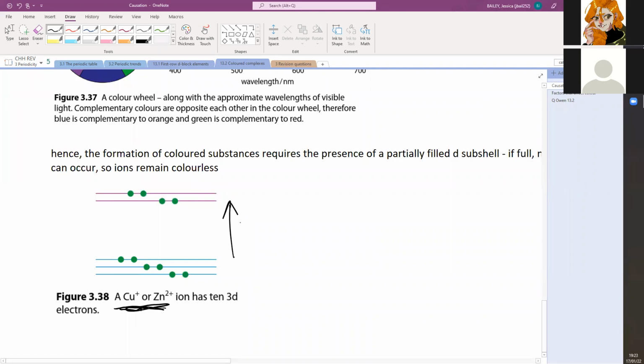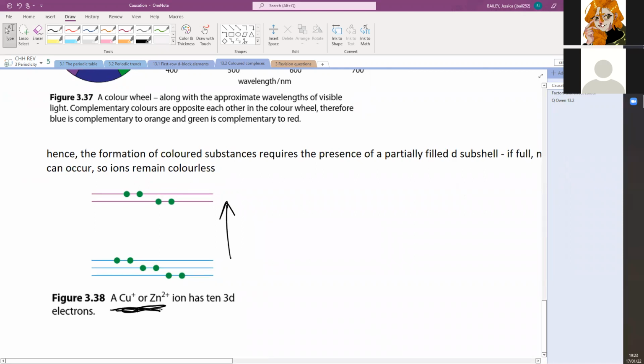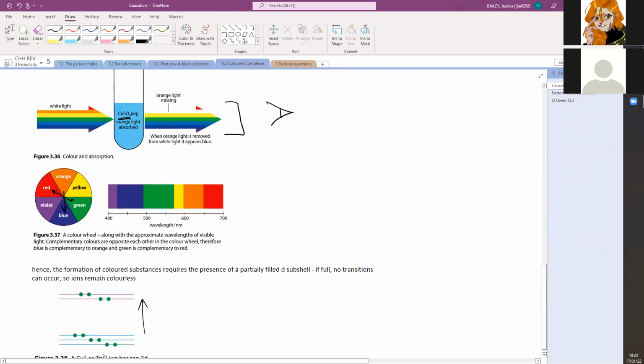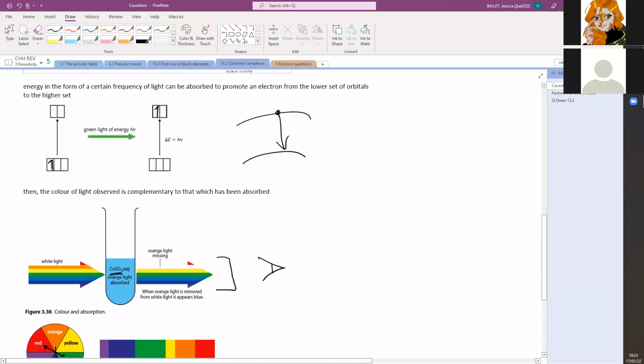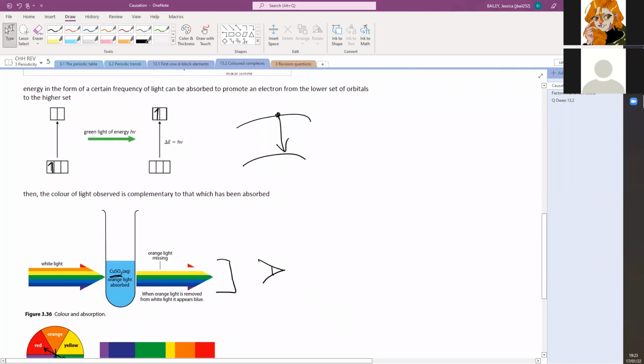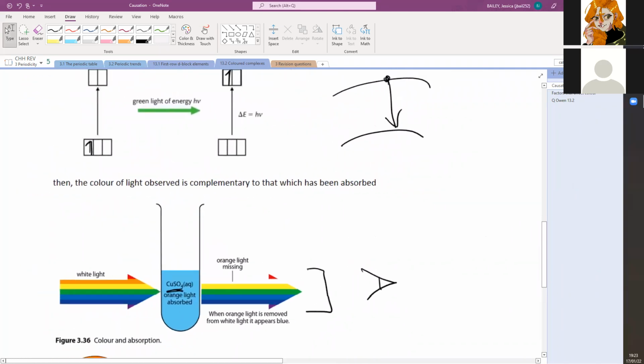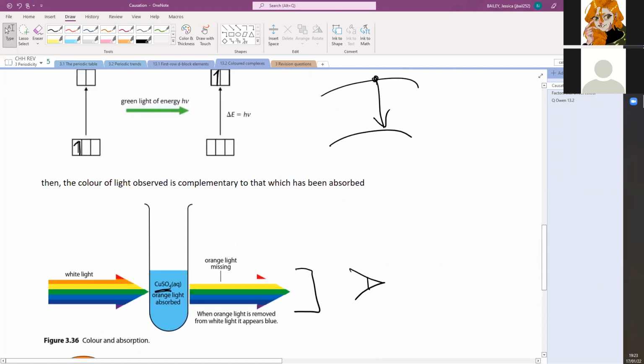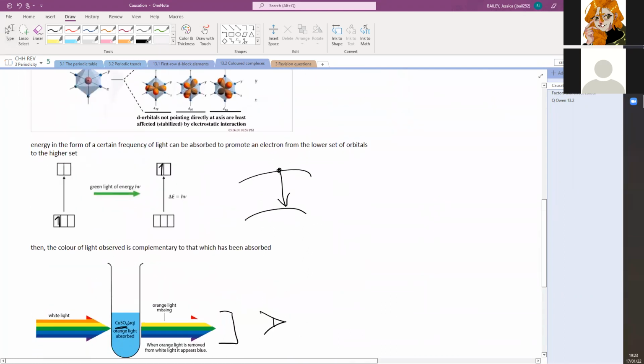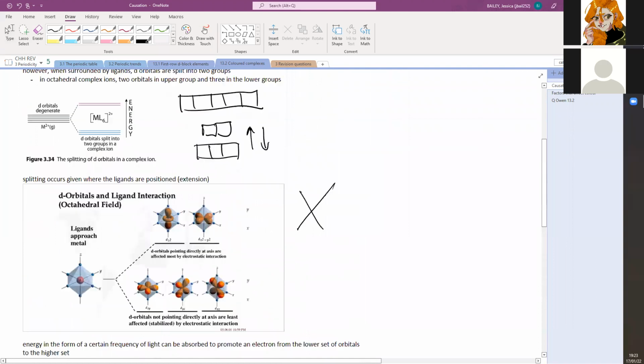So copper 1+ and zinc 2+ ions in solution won't give you any color because there are no transitions that can occur. The colors always occur as a result of the transition upwards from a lower d orbital to a higher d orbital because they've been split by ligands. And when that happens, the color that you observe is complementary to the color that was absorbed. That's a simplification of this entire page here. Does that all make sense?